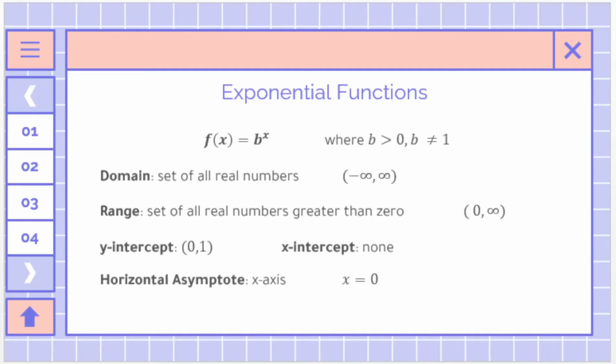...is in the form f of x is equal to b raised to x, where b should be greater than 0 and b should not be equal to 1. Why so? Remember that 0 raised to any number is just 0, and 1 raised to any number is just 1, right?